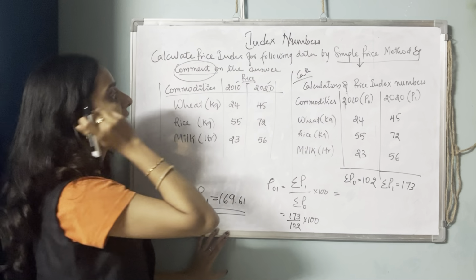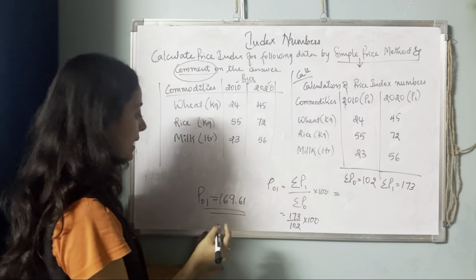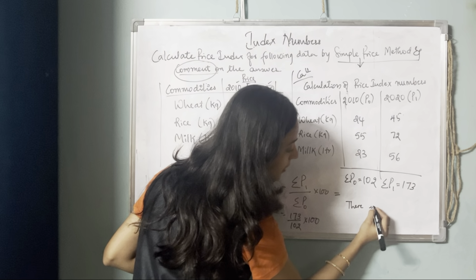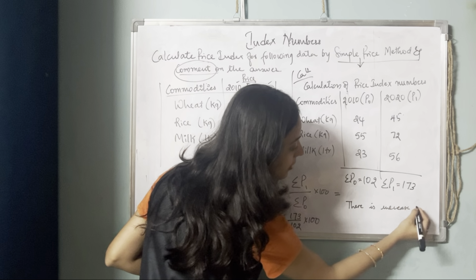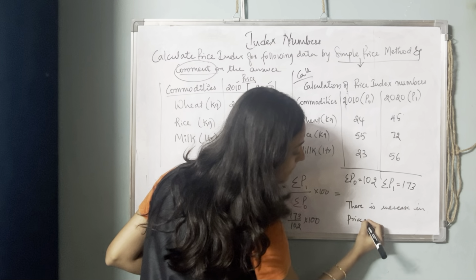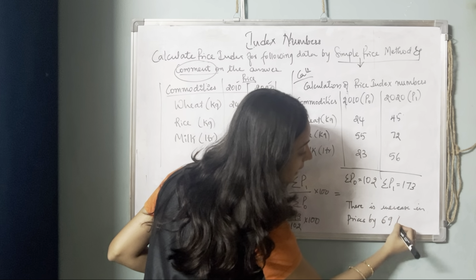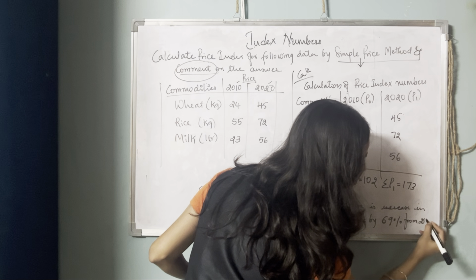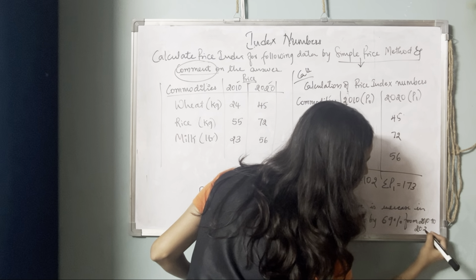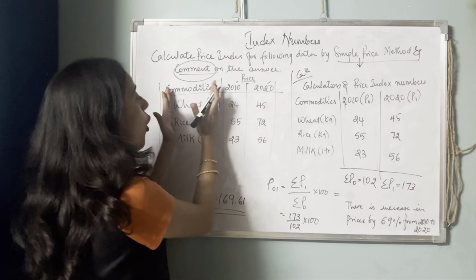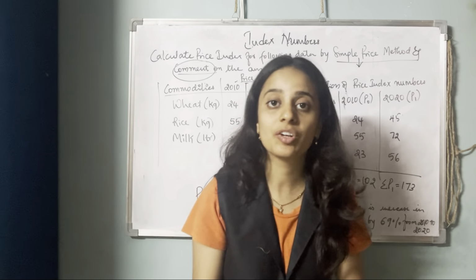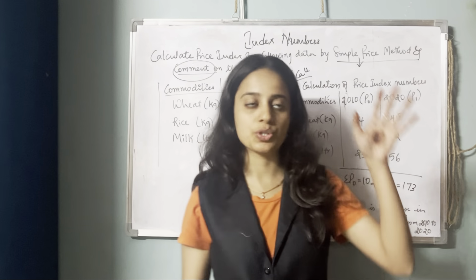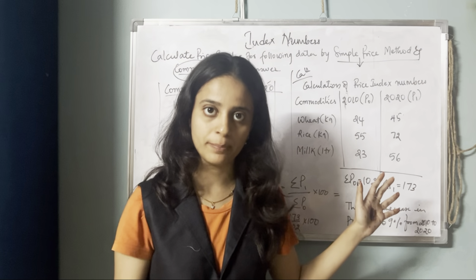They have given us one more thing, which is to comment on the answer. Yes, 169 means there is an increase in prices by 69% from 2010 to 2020. The prices in all these three commodities have increased by 69% from 2010 to 2020 is what we conclude from this solution. Very simple.